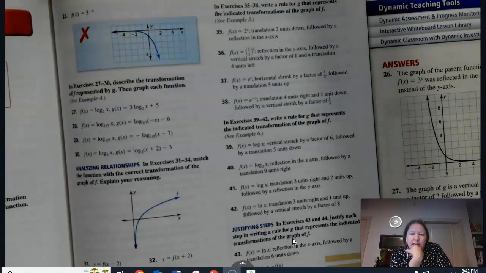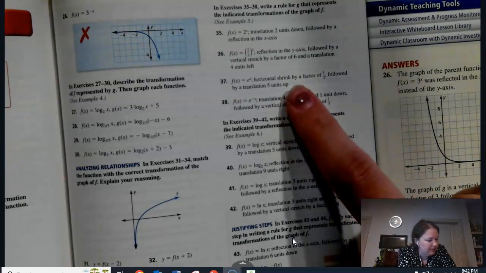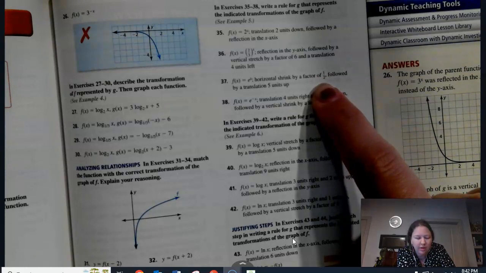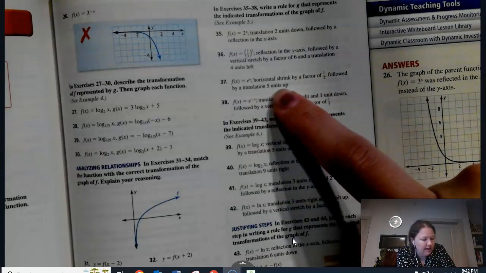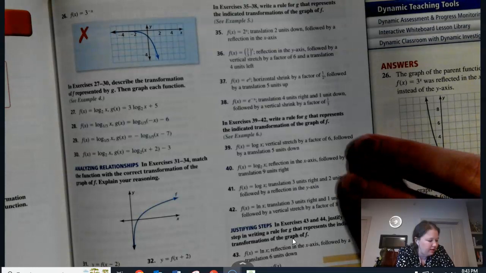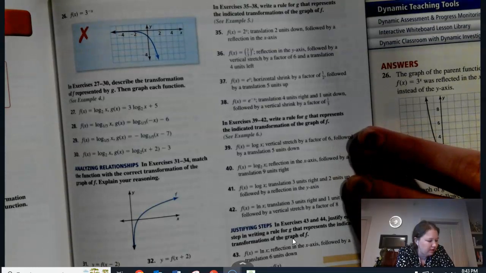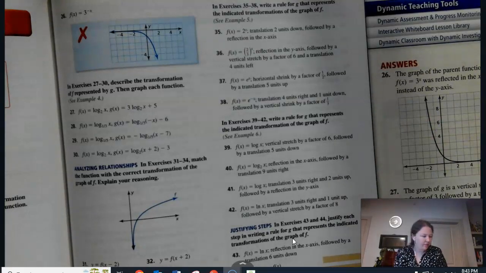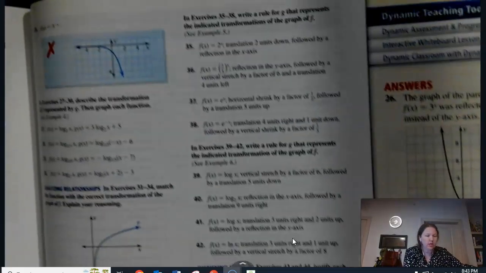So then 37, you have a horizontal shrink by a factor of 1/2. So remember, that's going to become a 2. So now I have e to the 2x. And then I have 5 units up. So e to the 2x plus 5. And then 39 and 41 are logs. So same system, but now you got logs. And that will be your homework.